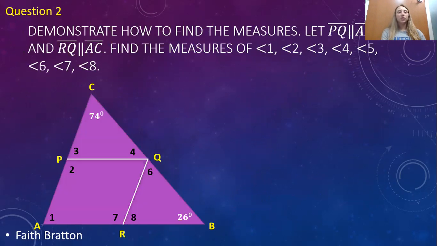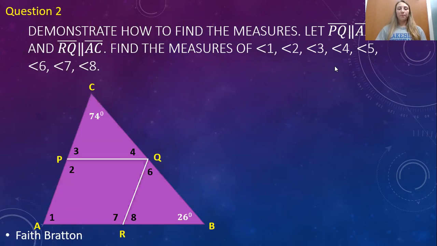Question 2 says to find the measures. Let PQ be parallel to AB and RQ be parallel to AC. Find the measures of angle 1, angle 2, angle 3, angle 4, angle 5, angle 6, angle 7, and angle 8.